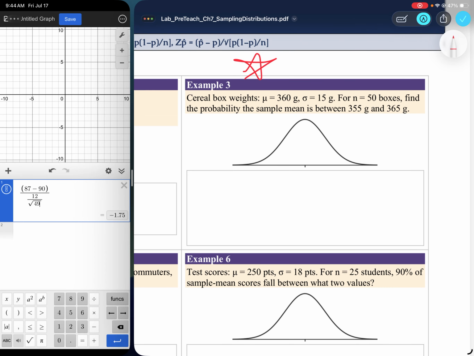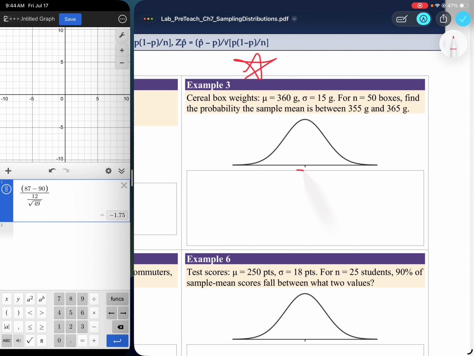Now let's do this for a between probability problem. So if we have a bunch of different cereals and we believe that the cereal boxes, the population of cereals, weigh 360 grams with a standard deviation of 15 grams. Let's say the cereal box company took a sample of 50 boxes and they want to find what is the chance the sample mean is between 355 and 365.